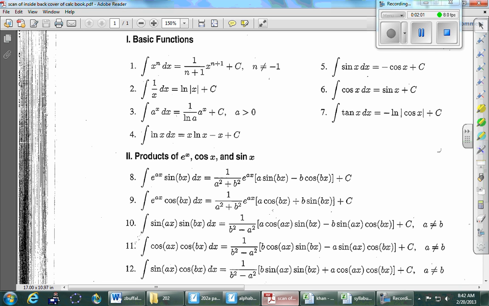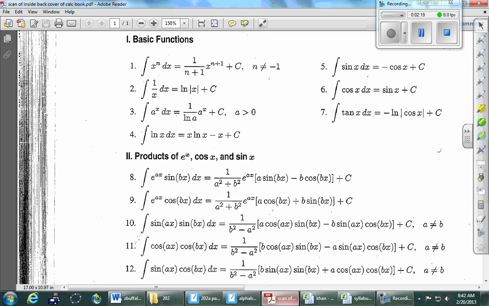So the top formulas are differentiation formulas. We're not looking at those right now. The first basic group of integrals are the basic functions. There are 7 of them. They're the same basic ones that we've been doing for many, many months. Then the next category is products of e to the x, cosine of x, and sine of x.